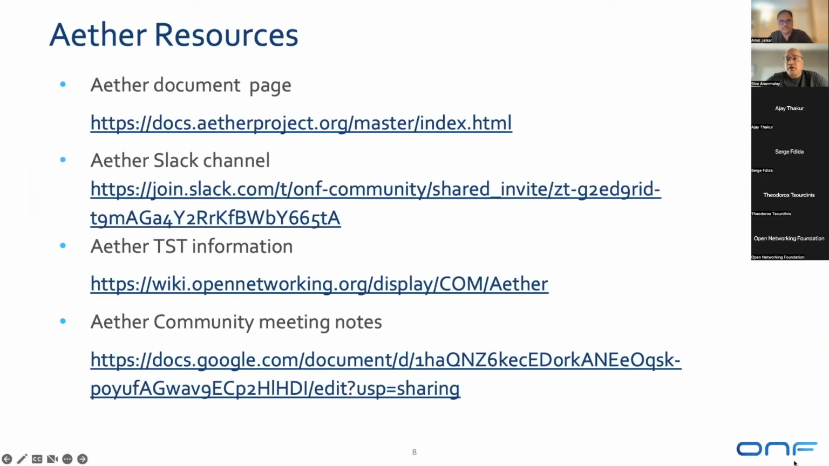Rather than going into lots and lots of descriptions, there's a set of resources here for documentation, the Slack channel to communicate with both ONF and other members of the community, the technical steering team with what's going on, what's happening in terms of the code management, the releases, and the community meeting notes where you can see information about what others are doing as well as ONF. Obviously, this will be available to you in the slide package.